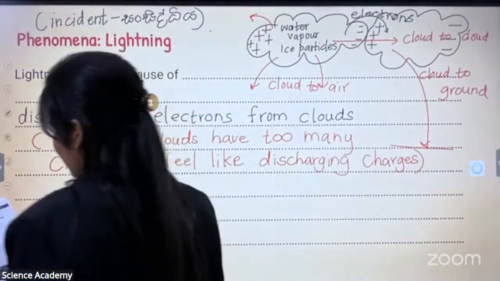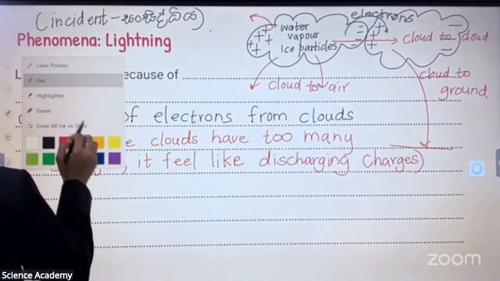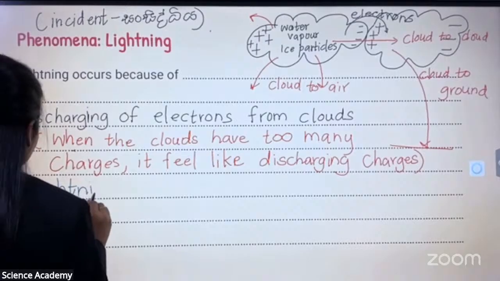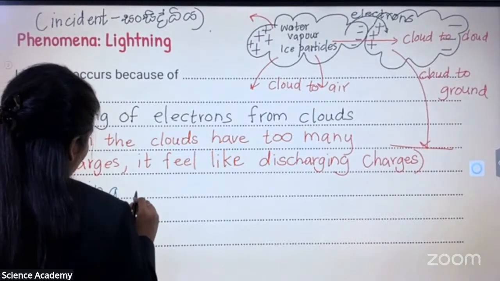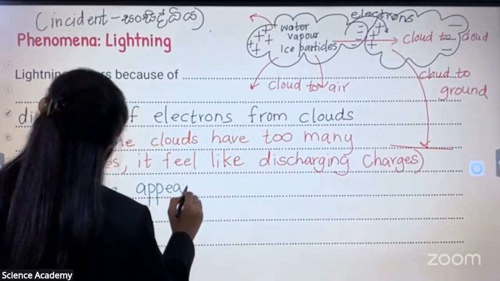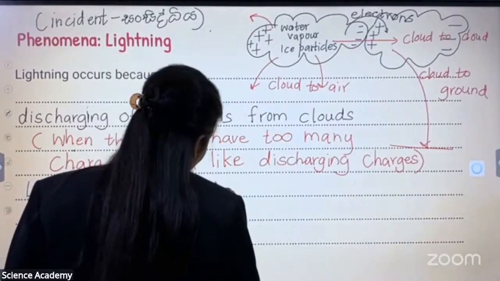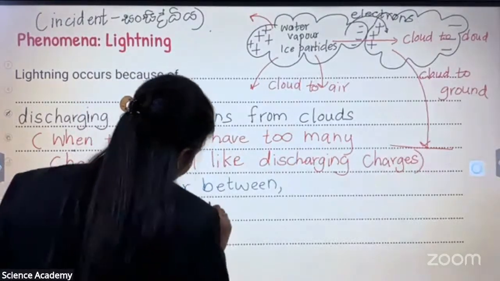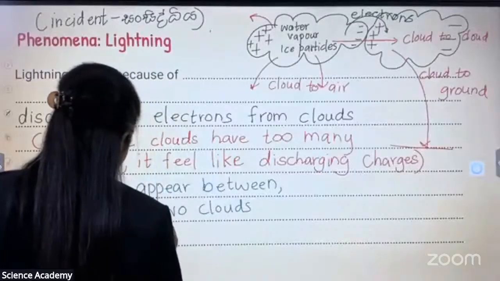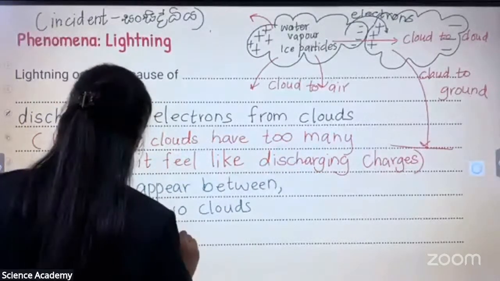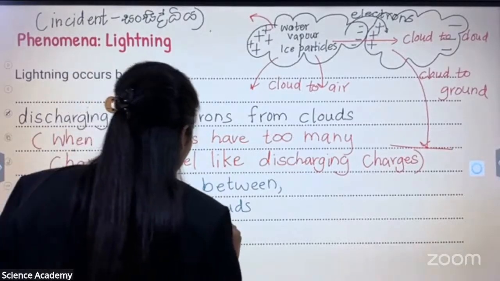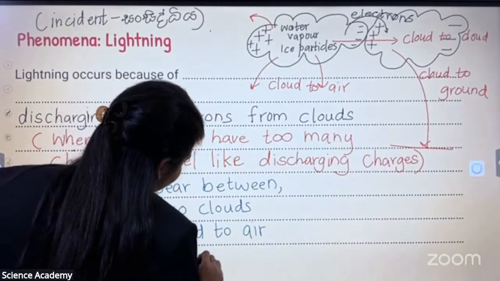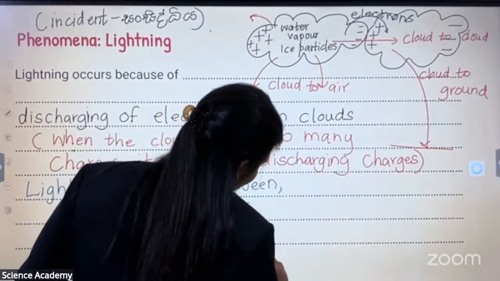Okay. Right? So here children, this lightning appears between two clouds, cloud to air, and then cloud to ground. Okay.